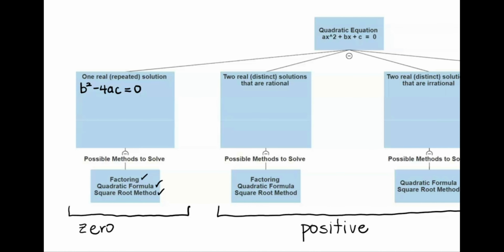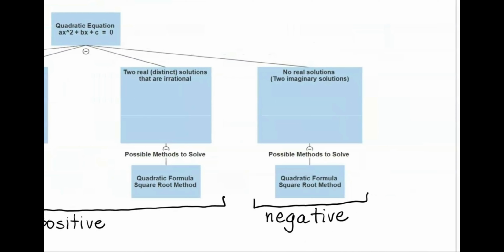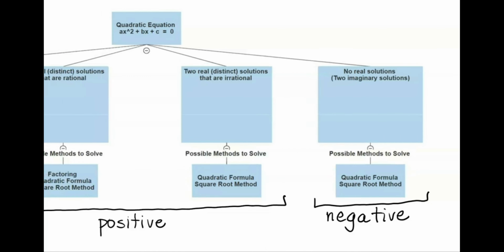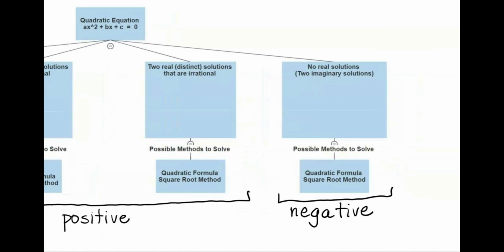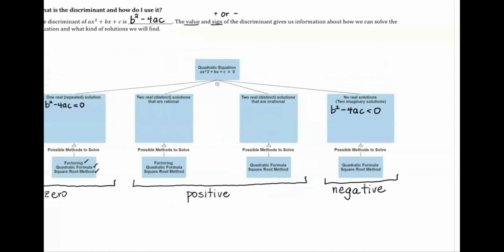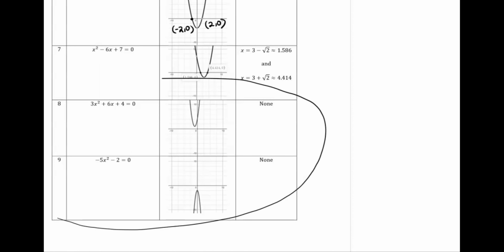Now let's switch gears and talk about what happens if the discriminant is negative. So I'm going to skip over the positive part and let's talk about the negative. If the discriminant is negative, b squared minus 4ac less than 0. So I just wrote less than 0. All that means is negative. That means the equation has no real solutions. No real solutions.